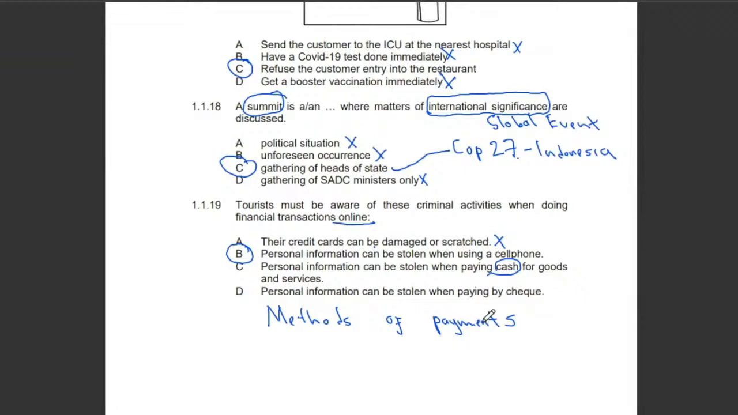Personal information can be stolen using a check. Obviously, we are not making any use of checks, and in any case, checks are no longer in use as they were back in the day. So the two words check and cash disqualify option C and option D. So we are only left with B as our correct answer.